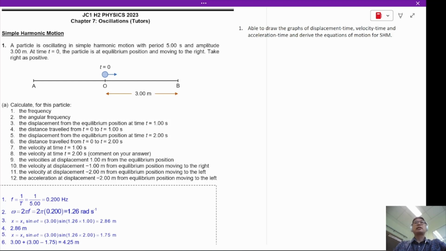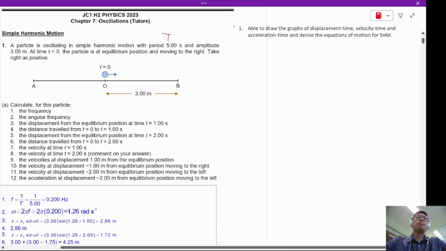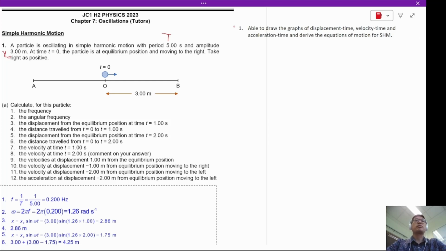A particle is oscillating in SHM with a period of 5 seconds, that's T, and an amplitude of 3 meters, that's x0. At time t equals 0, the particle is at equilibrium position and moving to the right, with right as positive. So the first thing we're going to do is to draw the displacement-time graph based on the information given in the question. The displacement will be in meters and time in seconds.